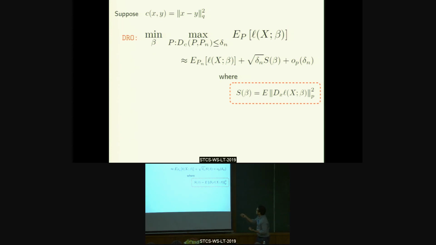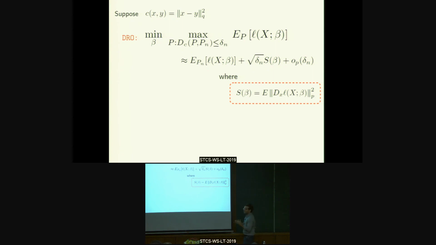And what is the form of this regularization? It is the expected value of the gradient with respect to the x direction. I have written S beta to show it as a sensitivity. Yes, so here the Q and P are the dual norms. So this S beta is just the expected value of the norm of the gradient.